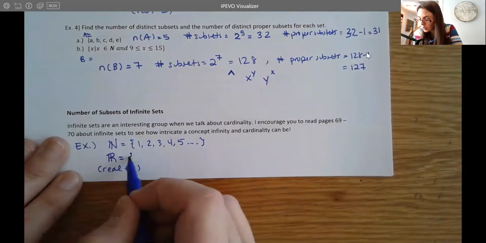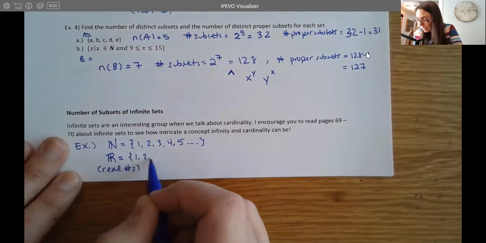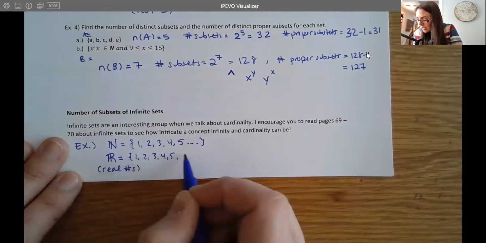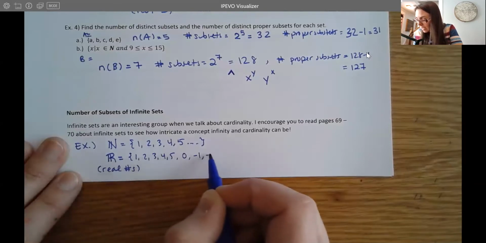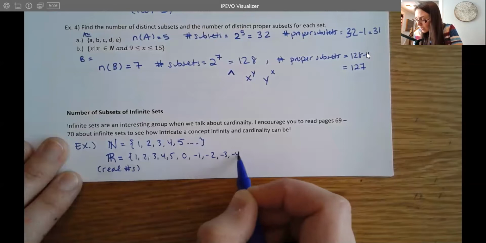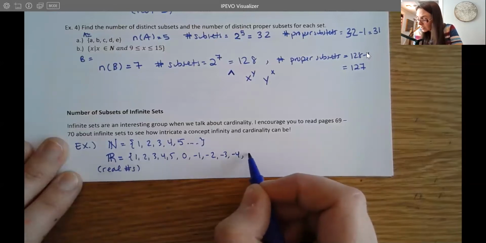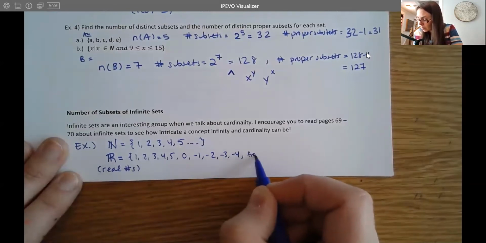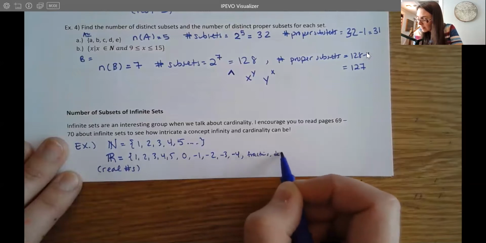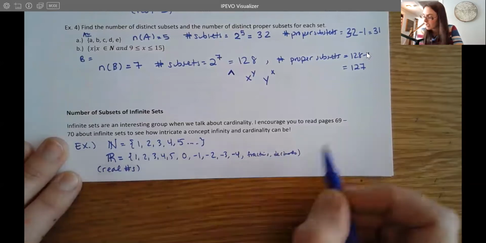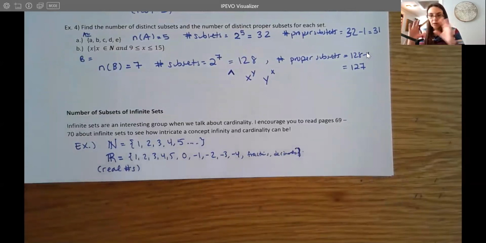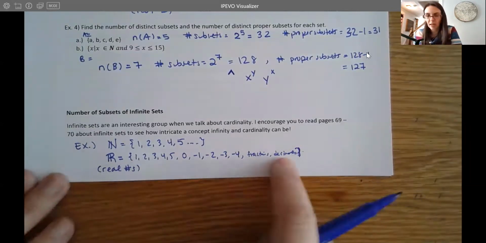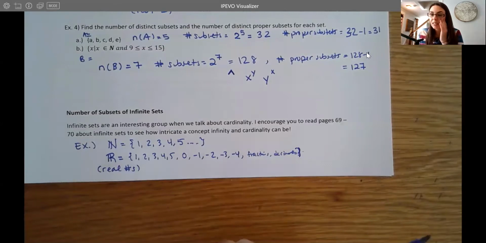Your real numbers contain all sorts of numbers. Not only do they contain the natural numbers, they contain 0, they contain the negative numbers, they contain fractions. I'm not going to list everything out here. I'm just going to make a note here. They contain fractions and they contain decimals. So there's an infinite number of things that it contains. This is not really good set notation, just kind of giving you a quick idea of what it contains.